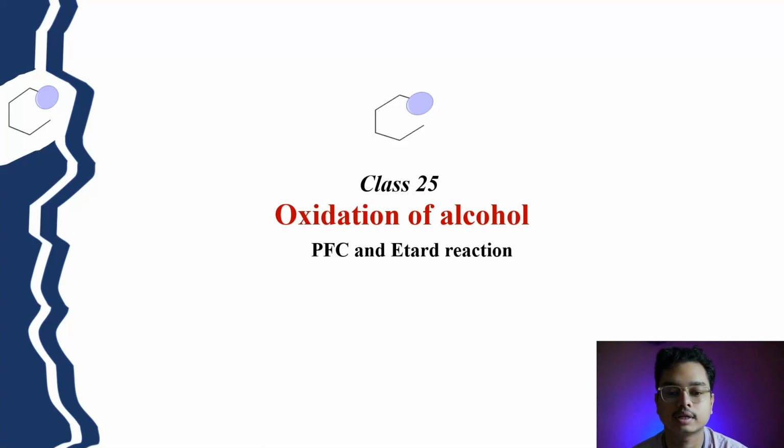So hello everyone, welcome back to another lecture of our reagent chemistry course, and we are continuing our discussion of oxidation of alcohol. This is class 25. In our previous discussion, we talked about the PDC and PCC based oxidation reactions.